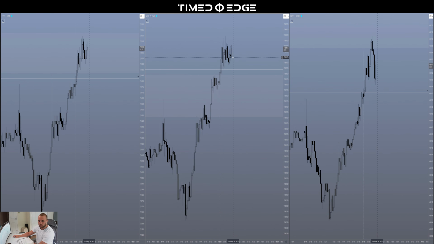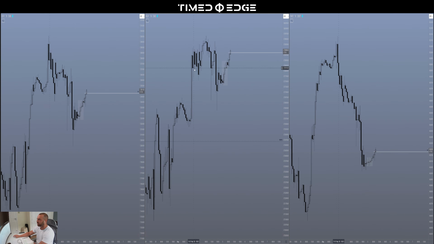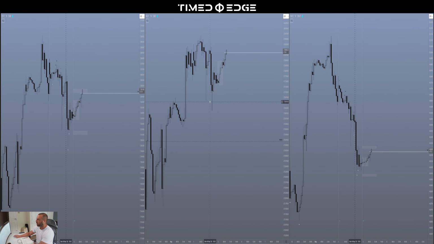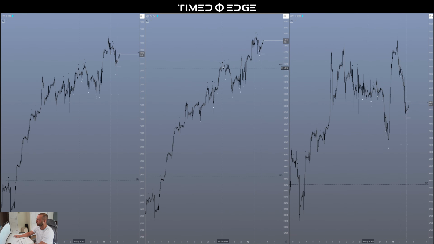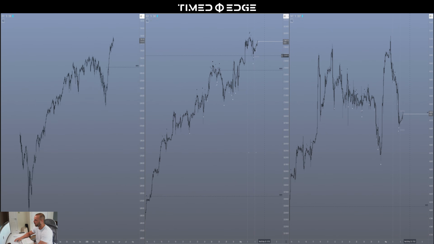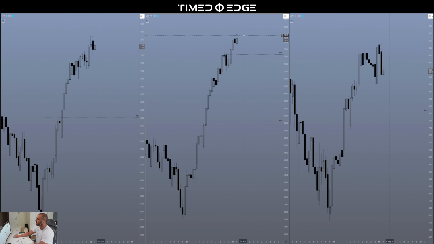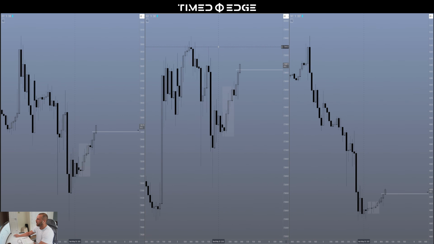Looks like we're going into a bit of a consolidation here on the M1. If we are going to go higher and not continue to trade down, let's have a look at the daily. The only logical draw would be previous day's high on NQ. Maybe that is the case.